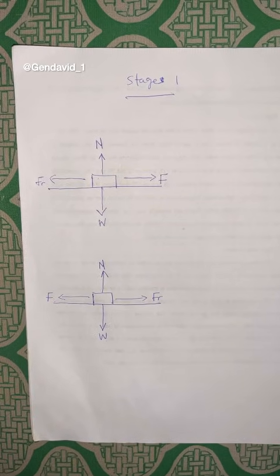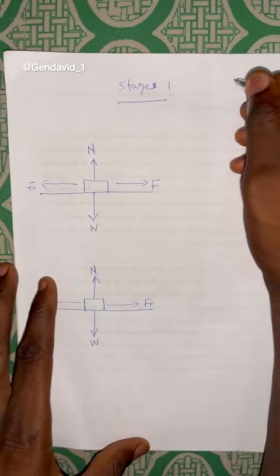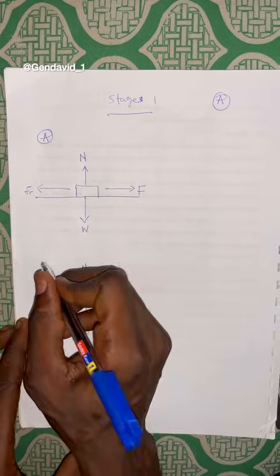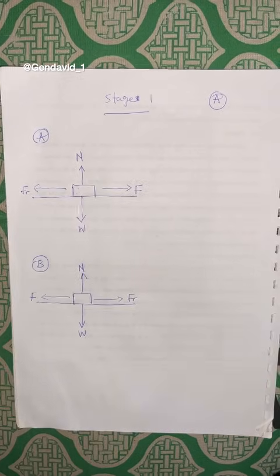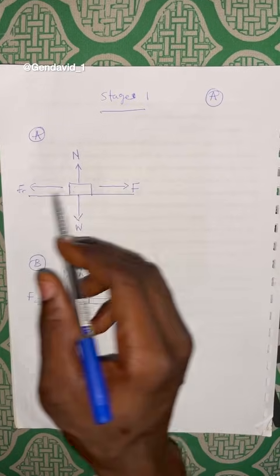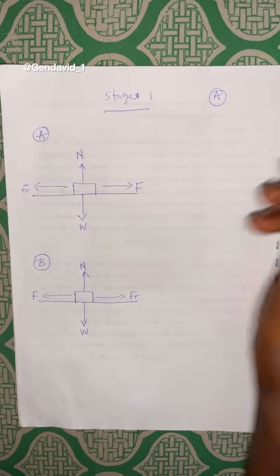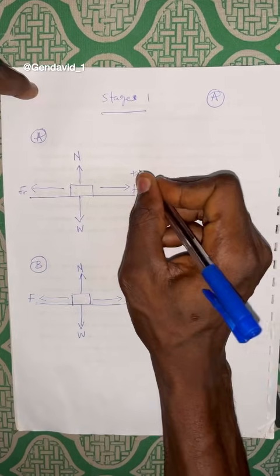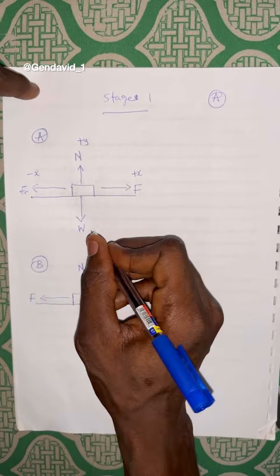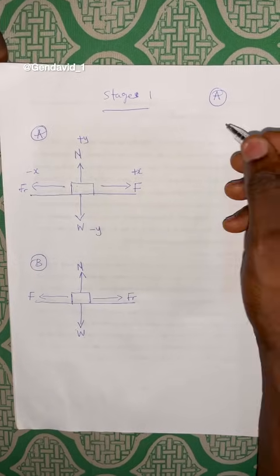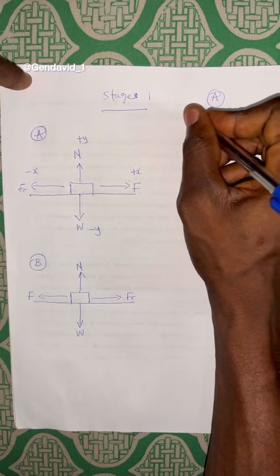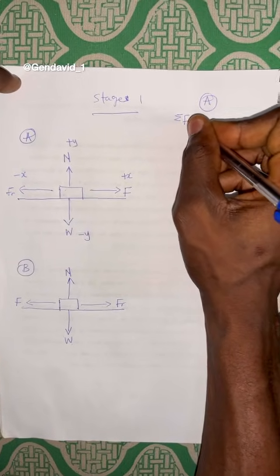So now, let's go. For this first part, let me label this as A and this as B. For the first one, I want to resolve this into two directions, the horizontal axis and the vertical axis. Don't forget that this is positive x, this is negative x, this is positive y, and this is negative y. Let me firstly talk about the horizontal, the x-axis.